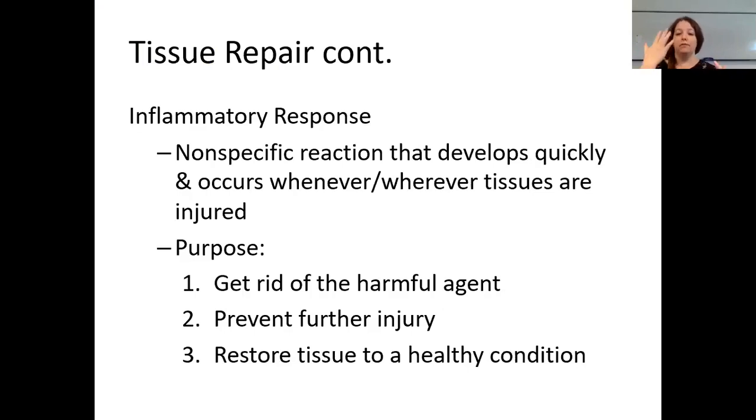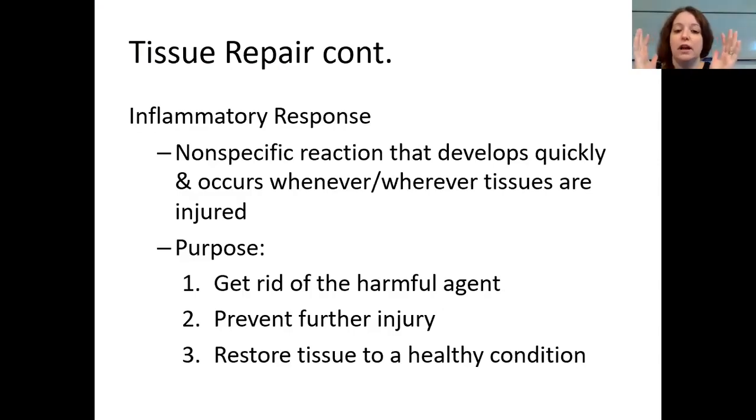Reasons for it. Inflammation is characterized by redness, heat, pain, and swelling. Those are the 4 characters of inflammation. And it all has to do with increased vascular activity. I don't know why I'm pretending like this is inflamed. Increased vascular activity at the site of injury.